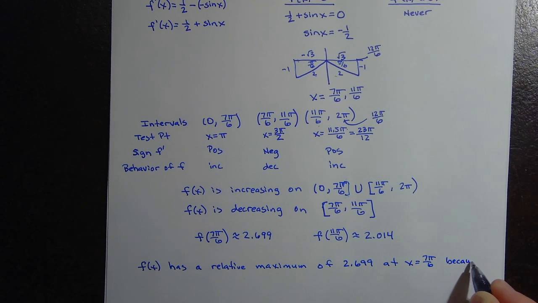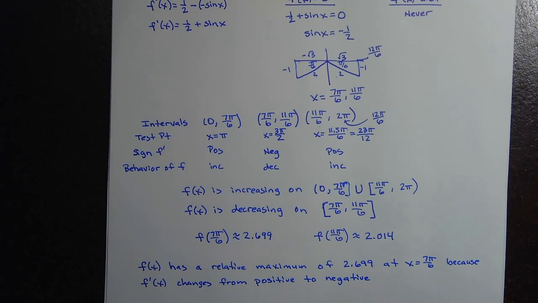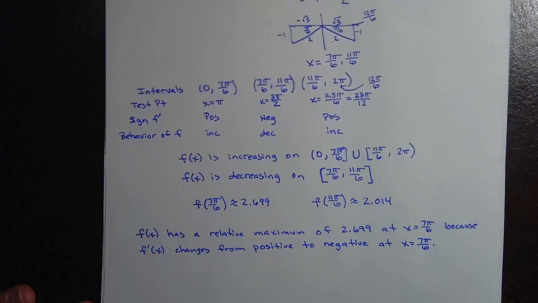because f prime of x changes from positive to negative. And if you stop there, you're wrong, okay? So positive, negative at x equals 7 pi over 6. Okay, it's incomplete if you don't add that, okay? You have to have that, all right?